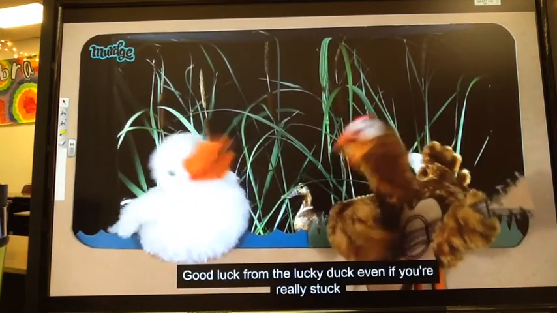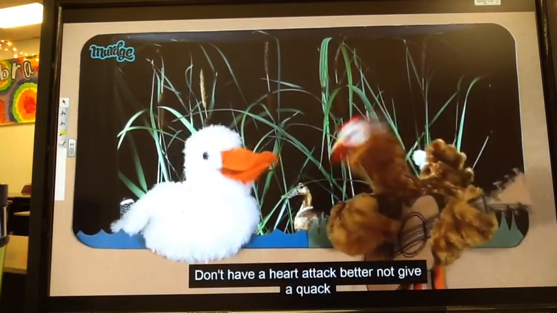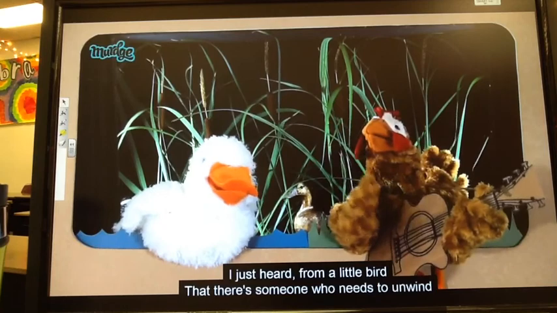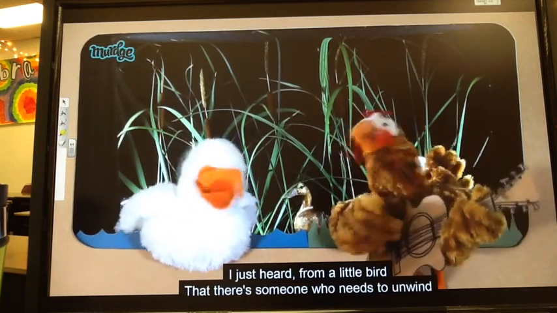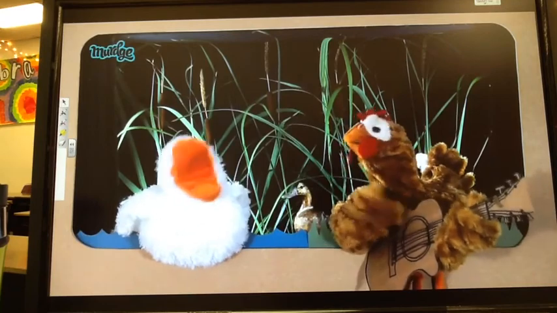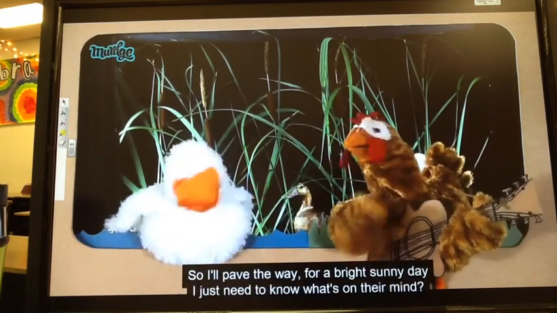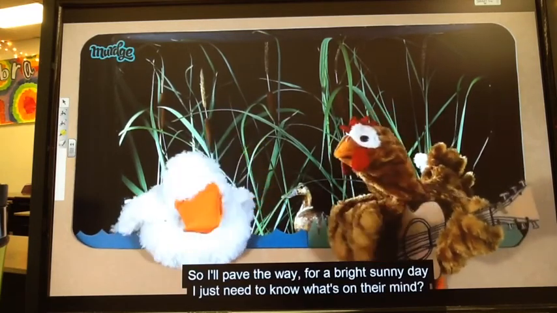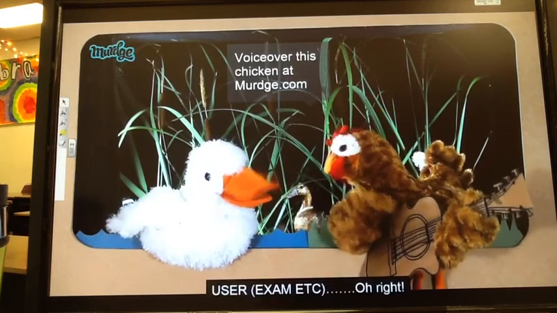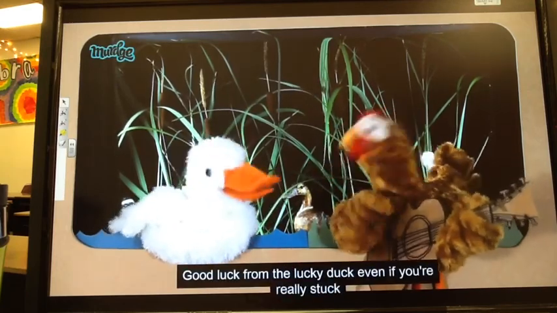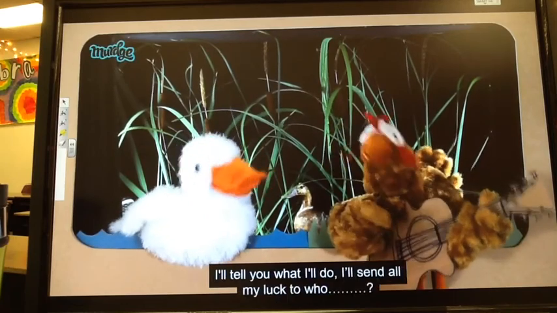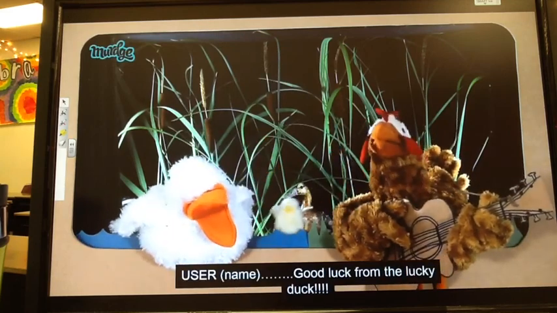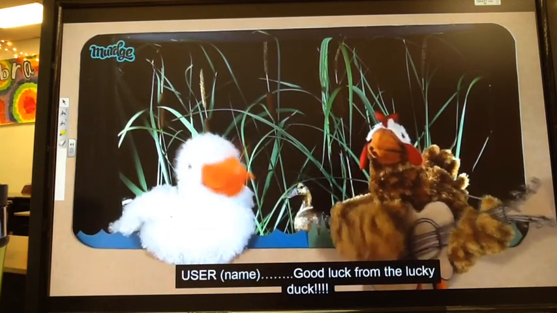Alright, good luck from the lucky duck. Even if you're really stuck, don't have a heart attack. Better not to give a quack. I tell you what, I'm sending all my luck to who? That's you. I just heard from a little boy that there's someone who needs to unwind. So I'll pave the way for a bright summer's day. I just need to know what is on their mind. Good luck from the lucky duck.